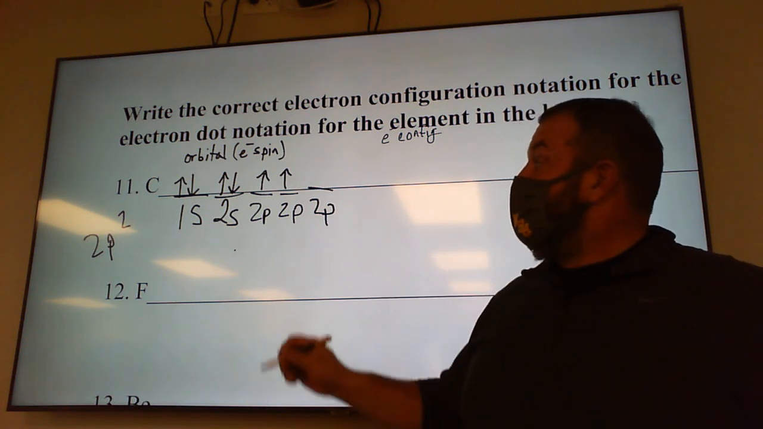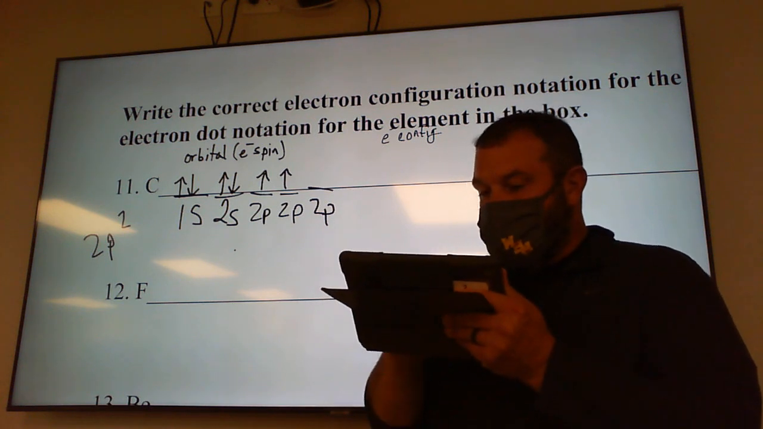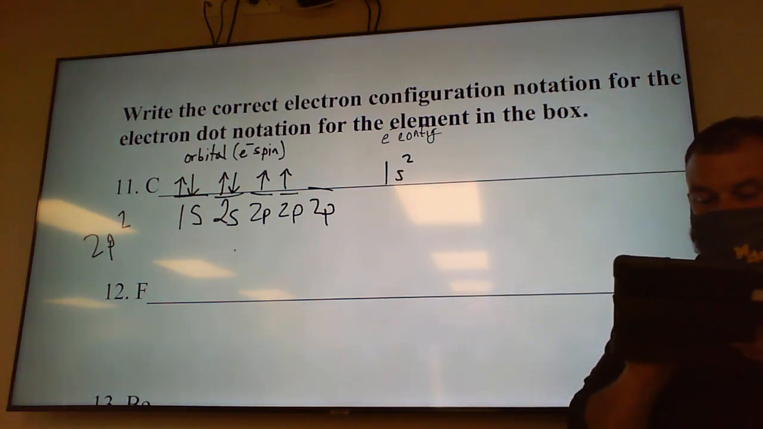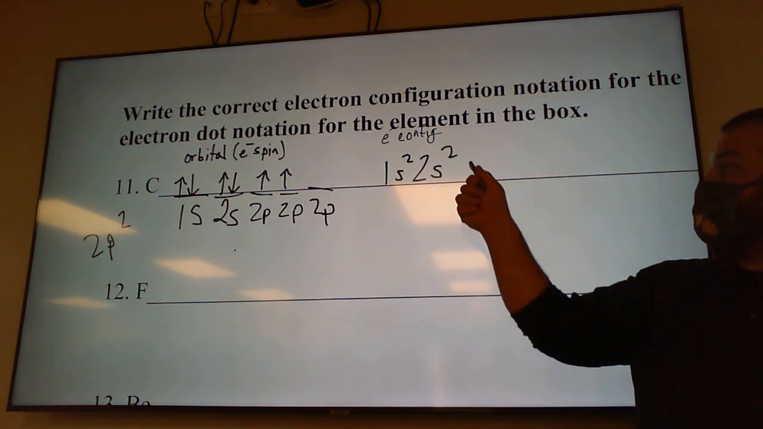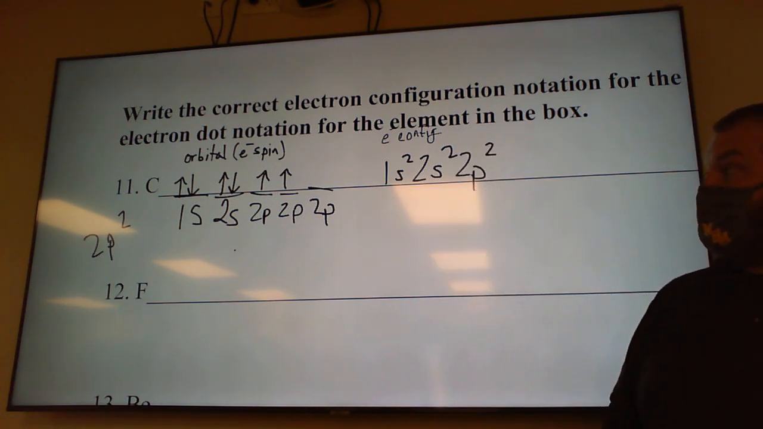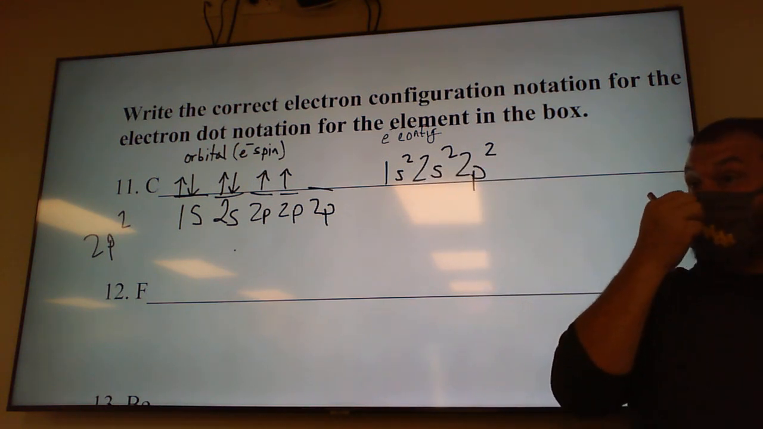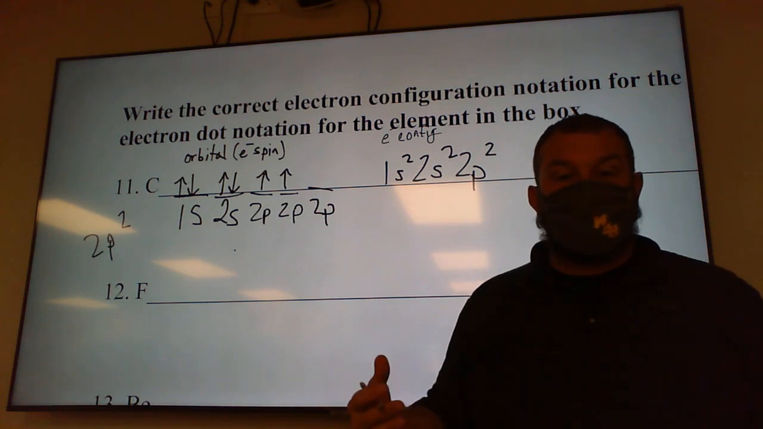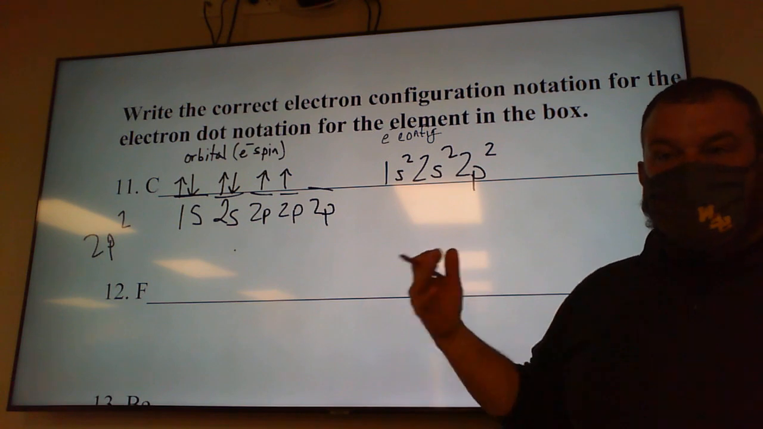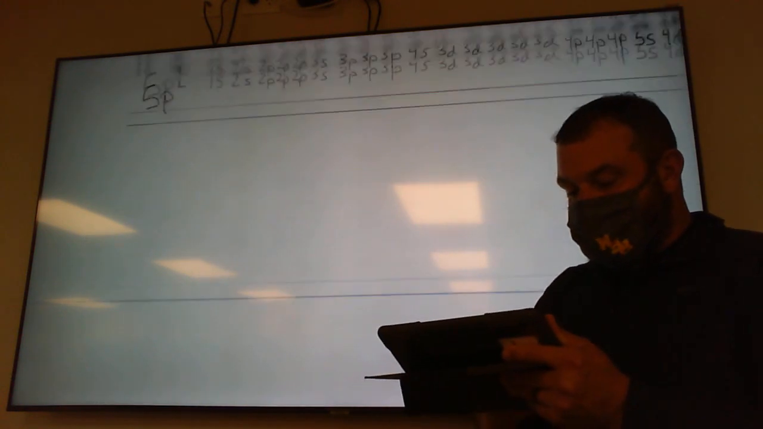So instead of 1s with 2 arrows, 2s with 2 arrows, and then the 2p each with 1, you're just going to go 1s2, because it has 2 electrons, 2s2, because it has 2 electrons, and 2p2, because it has 2 electrons. If I add up my exponents, or my superscripts, it needs to equal the number of electrons in that element. So carbon has 6 electrons, I have 2 plus 2 plus 2, and that means there's 6, therefore I'm good. Okay? Let's go to the next one.